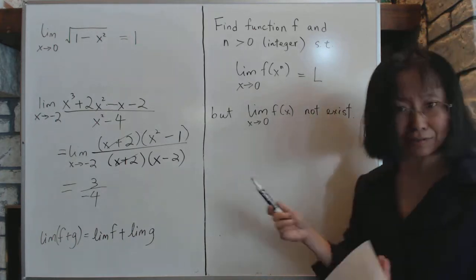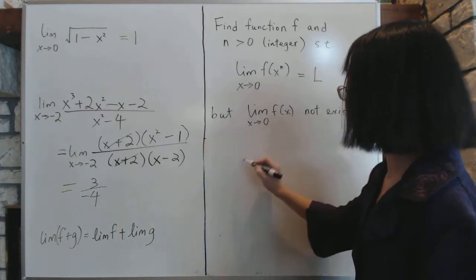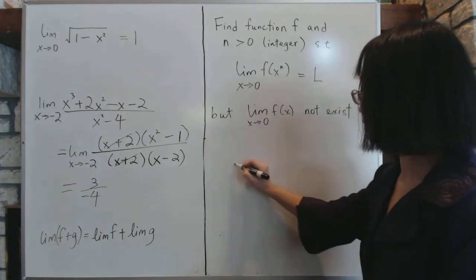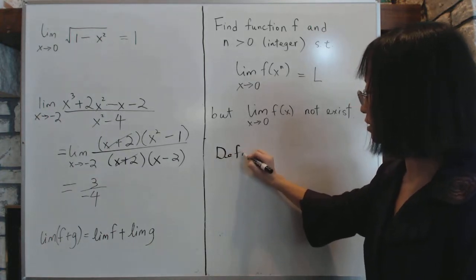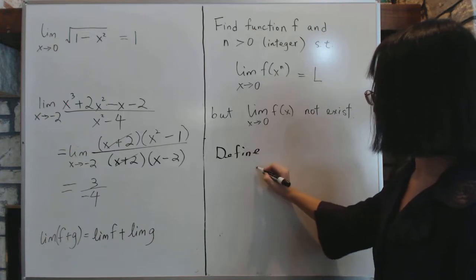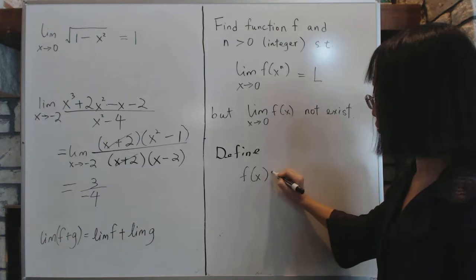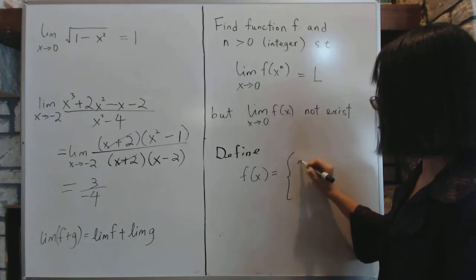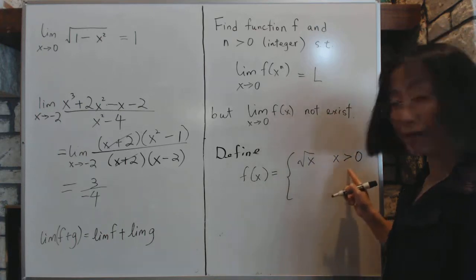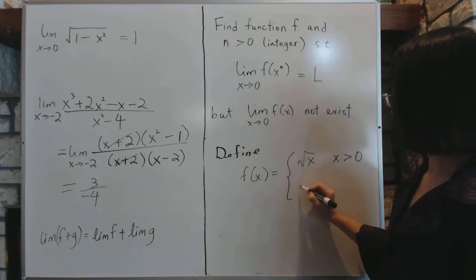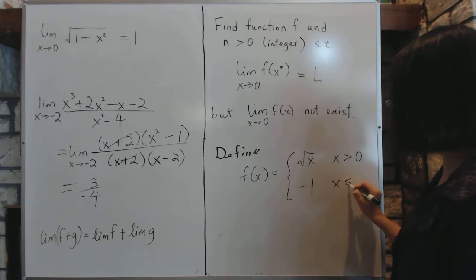So you have to come up with some weird thing after you tinker with it for a while, and you eventually will come up with something like this. At least this is what I came up with after some thinking. You will define f like this: f(x) equal to the square root of x when x is bigger than 0. Notice bigger, not equal to. And then f(x) equals -1 when x is less than or equal to 0.